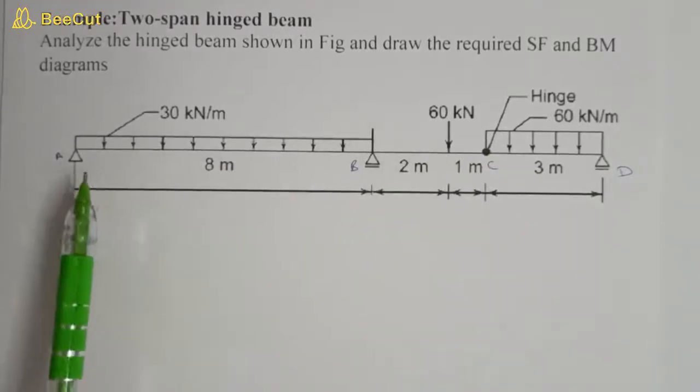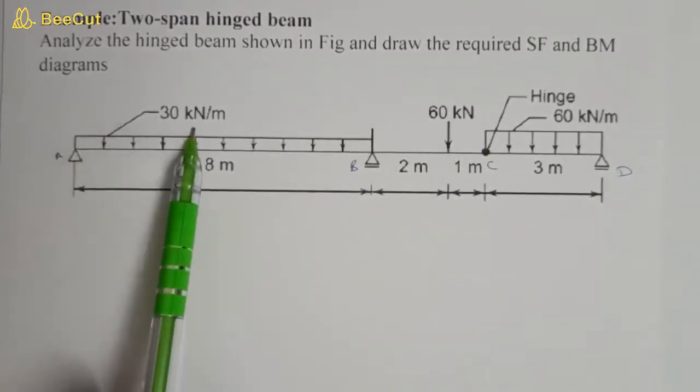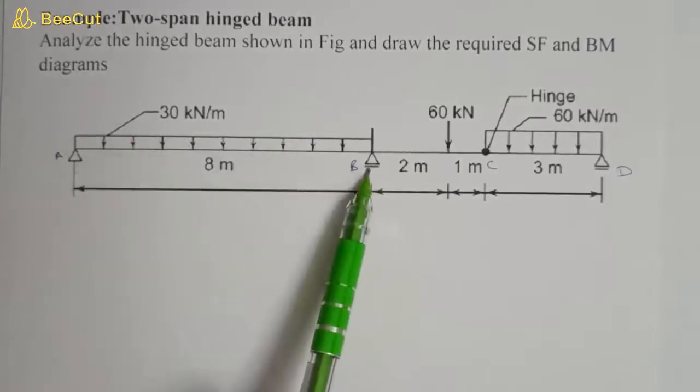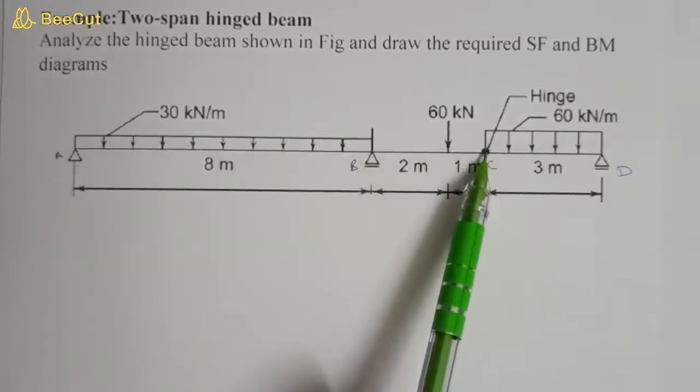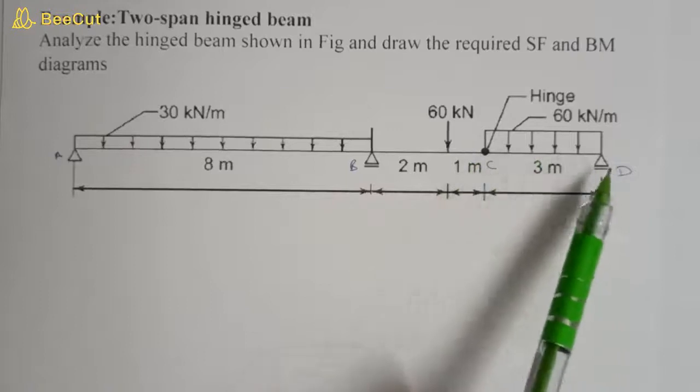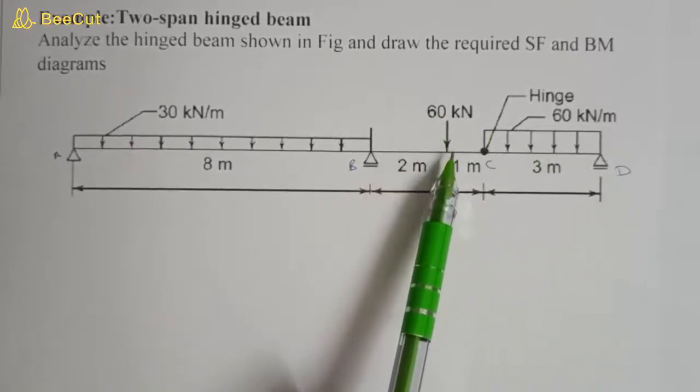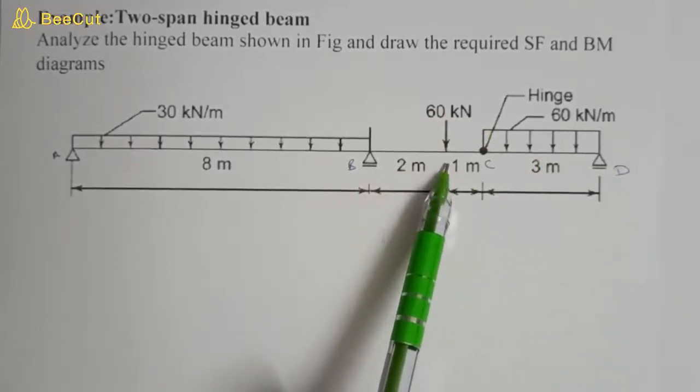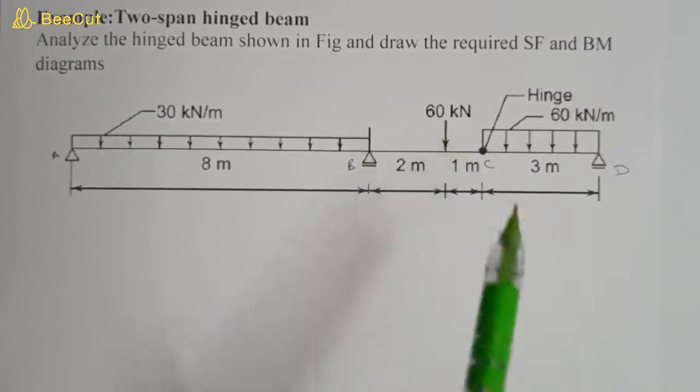and there is a uniformly distributed load of 30 kN per meter from A to B and 60 kN per meter from C to D, and there is a point load at this point of 60 kN. Suppose this is point E.